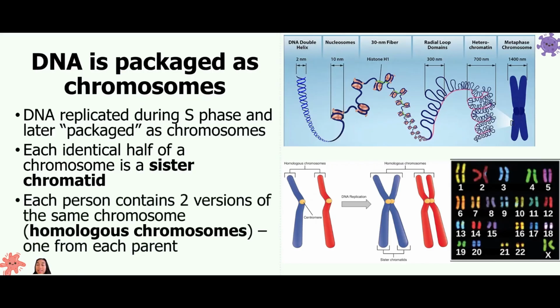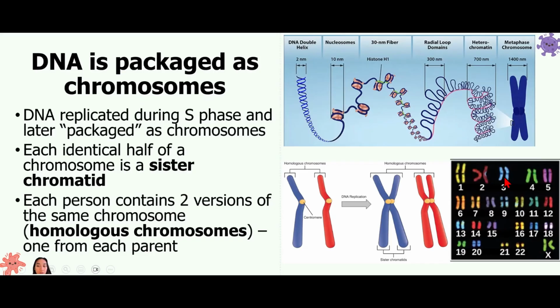Now, it gets even more complicated because each person, at least in humans, contains two versions of the same chromosome. So, for example, we typically number the chromosomes to make it easier. So I have chromosome number 1, chromosome number 2, all the way through 22, and then the sex chromosomes. And each person has two versions. So this diagram right here is showing non-replicated chromosomes. So this is one chromosome, this is another, this is one chromosome, and that's another.